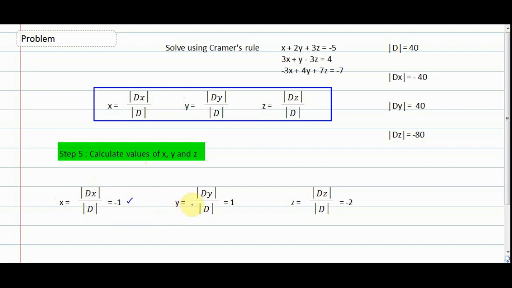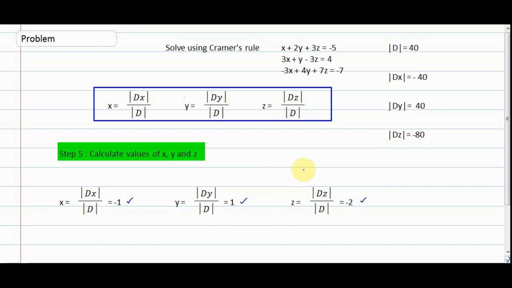Now Y will be equal to determinant of DY by determinant of D. Determinant of DY is 40. Determinant of D is 40. Therefore 40 by 40, we will get Y equal to 1. And Z is equal to determinant of DZ by determinant of D. Here we have determinant of DZ as minus 80, determinant of D as 40. So minus 80 by 40, we will get it as minus 2. So we will get values of unknowns X, Y and Z by using Cramer's rule.